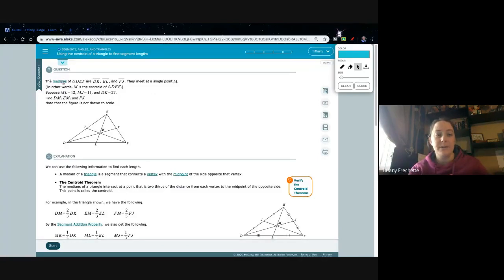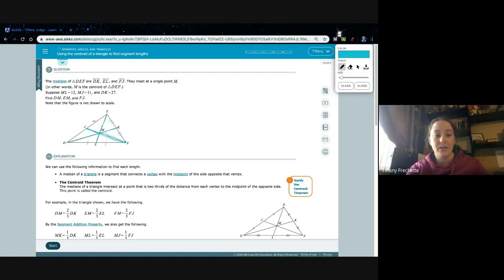So the problem says the medians of triangle DEF are DK, LE, and FJ. And I'm going to go on here and say, so it's DK, and cross here, EL, and FJ, like this. So all these lines crisscrossing around here, these are all medians. And we learned from one of the other ones, and actually it says it down here again, a median of a triangle is a segment that contains a vertex, so that's one of the corners, with the midpoint of the opposite side.